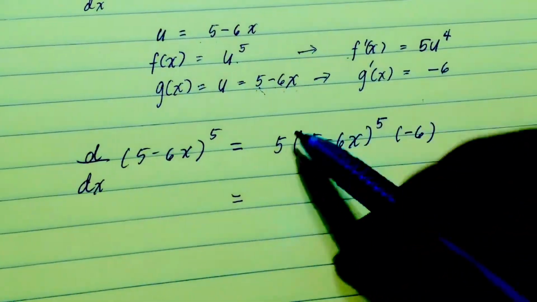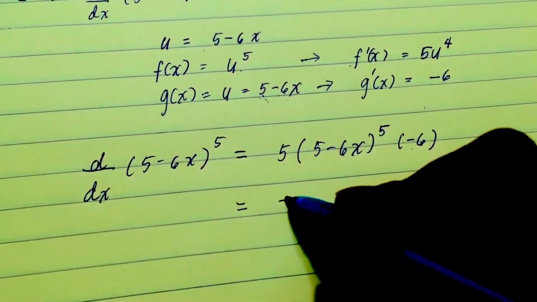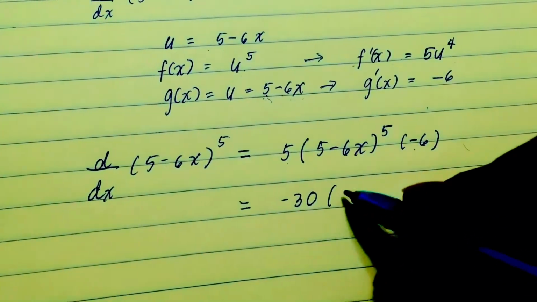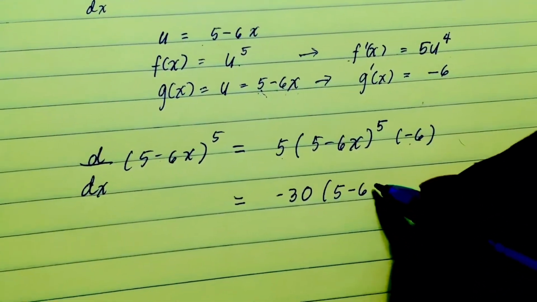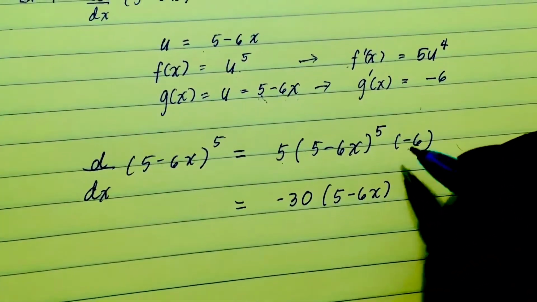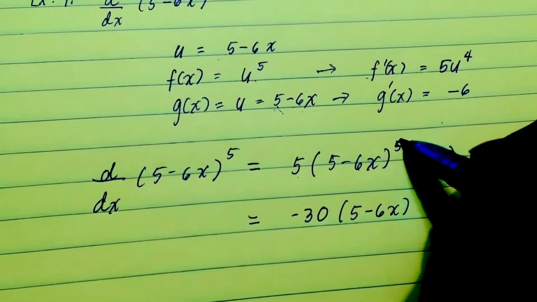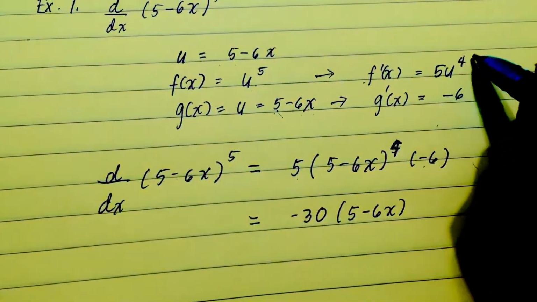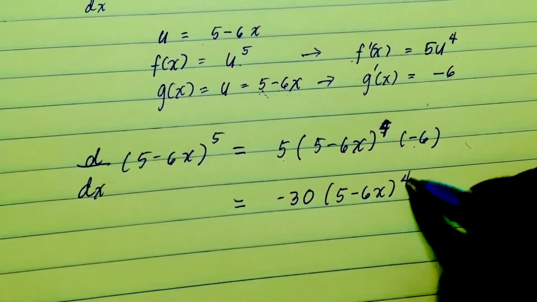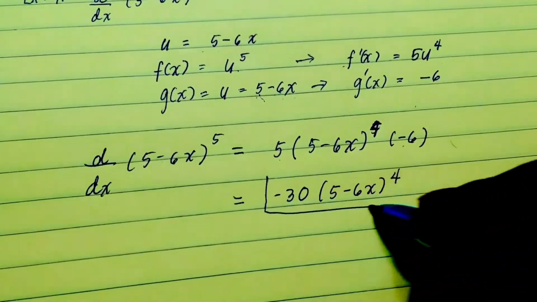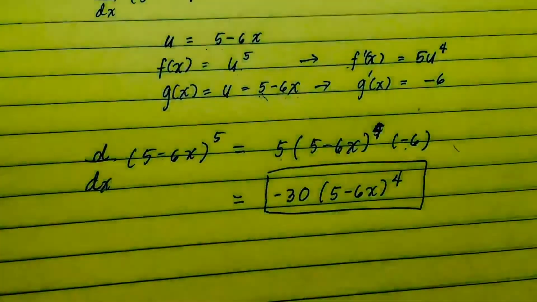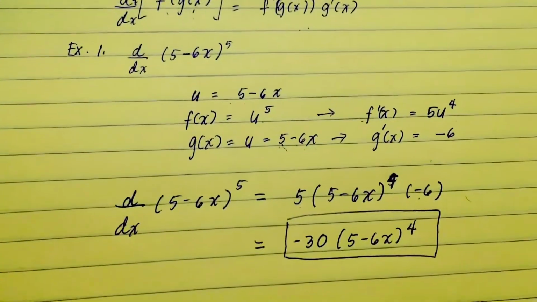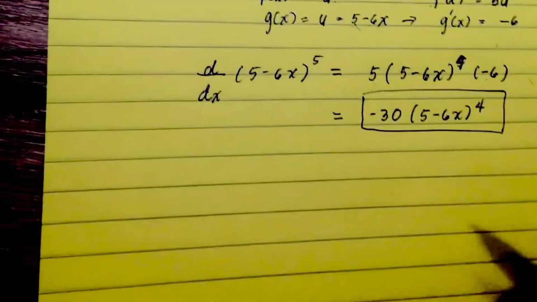Okay, so again, the derivative of 5 minus 6x to the 5th power equals 5, your u is 5 minus 6x to the 5th power, and then the derivative of g of x is negative 6. Then simplify. So 5 times negative 6 is negative 30. Then multiply by 5 minus 6x to the 4th power. So this is your answer. Okay, another one.